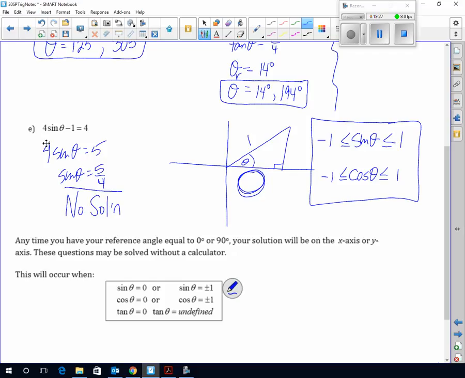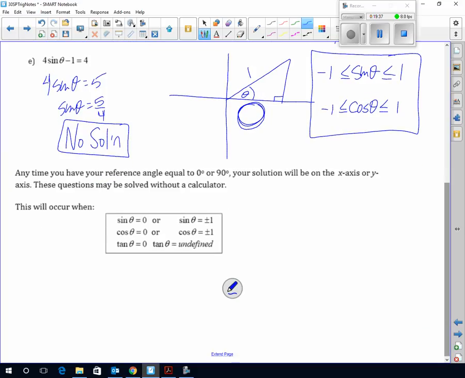Okay, so anytime you have a reference angle that's 0 and 90, I see a lot of people trying to use their hands for it. I wouldn't. I would use this. This coordinate is 1, 0. This coordinate is 0, 1. This coordinate is -1, 0. And this coordinate is 0, -1. Not that your hands won't work, but I think it's more complicated. It really is, right?